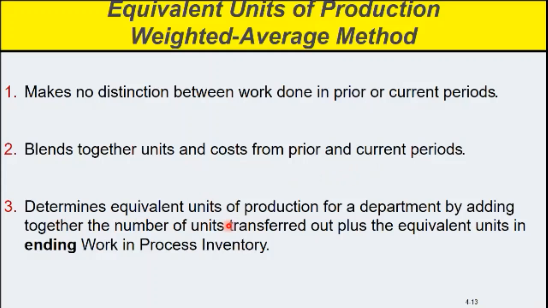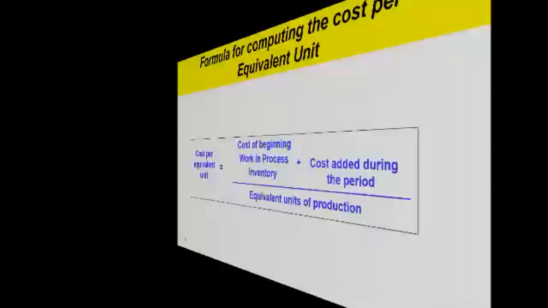So it determines equivalent units of production for a department by adding together the number of units transferred out plus the equivalent units in ending work in process inventory. Okay, so all the units that would have transferred to the next process, or all the units that would have transferred out to finished goods if it's the last process, we add the ending work in process to that.